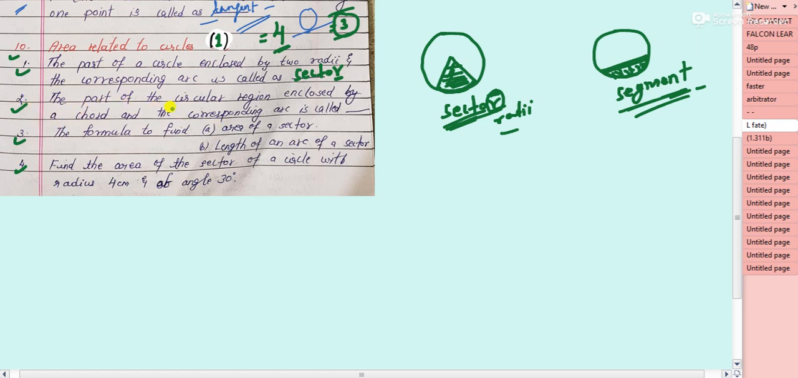Now coming to the second, a part of a circular region enclosed by a chord and the corresponding arc. See, same question. Chord and arc. This region is called what? Segment. Got it? So it's very easy to remember following this trick.